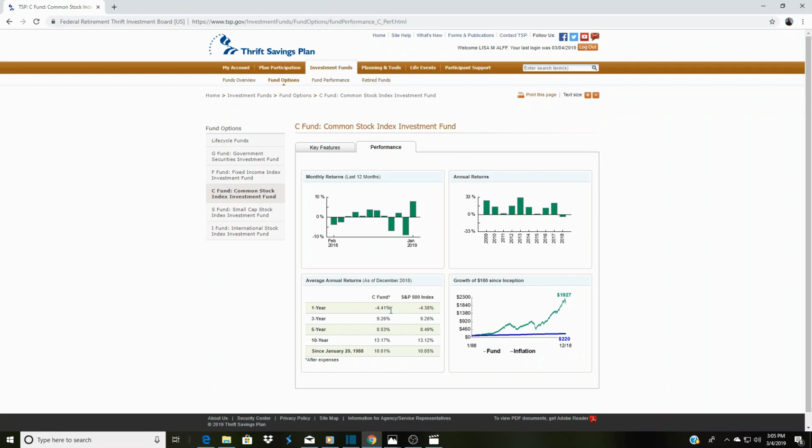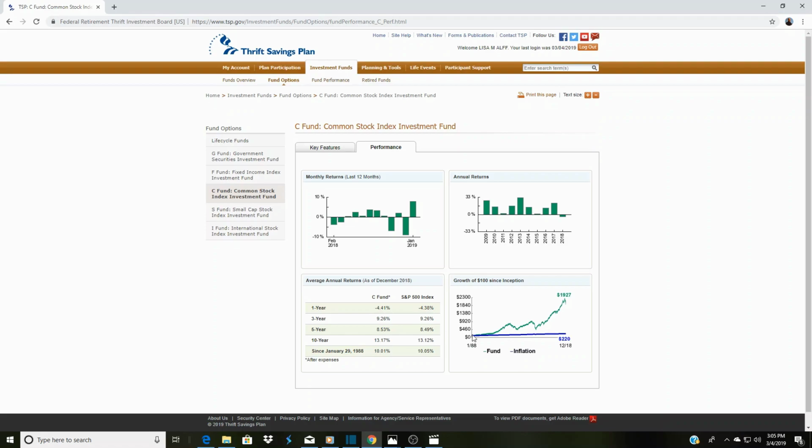So if we look at the 1 year on the C fund, it is down minus 4.41%. So we did lose some money in 2018 and part of this year. But if you look at the 10-year, it has averaged 13.17% in your return. Now again, keep in mind that these last 10 years have been unusual. That's a very high return. You will not get that return over the next 10 years.